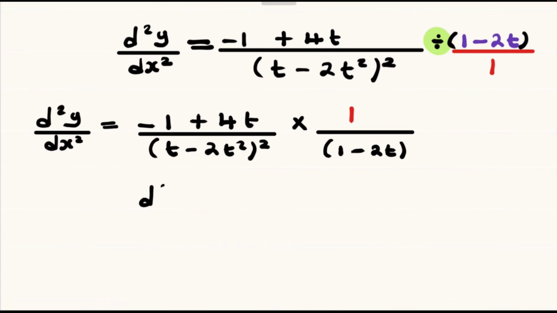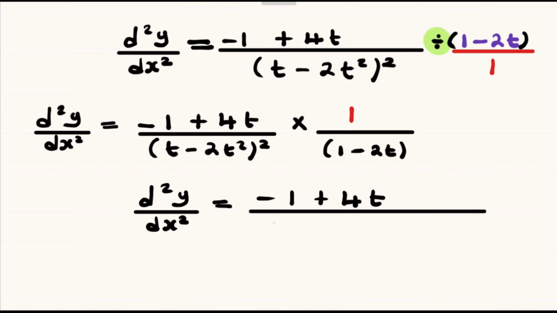So now the second derivative of y with respect to x will be equal to negative 1 plus 4t divided by the t minus 2t squared, all squared, multiplied by 1 minus 2t. And this will be our answer for this last question.